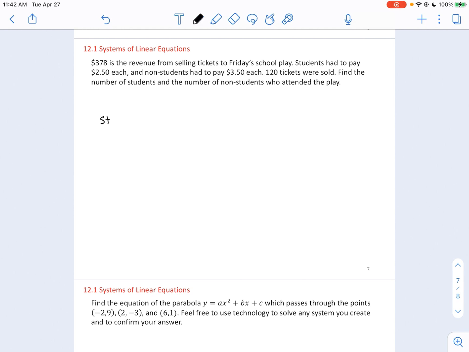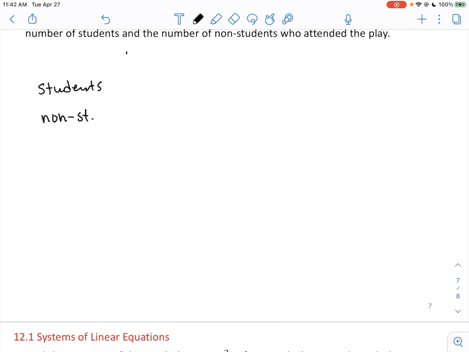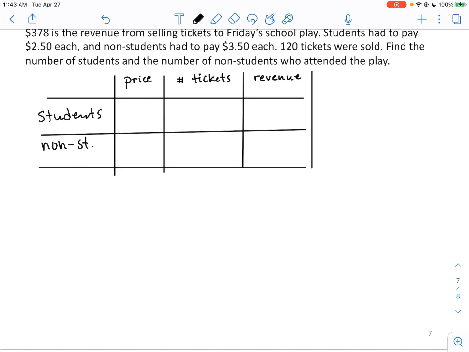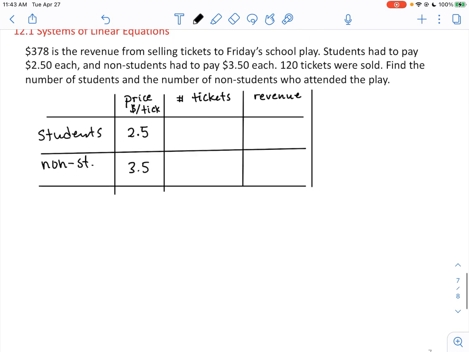I'm going to make a table, and in my table, I'm going to keep track of students and non-students, and the price that they had to pay, the number of tickets, and then the revenue. So the price that students have to pay is $2.50 each, and price will be in dollars per ticket. And non-students had to pay $3.50. So now the number of tickets we don't know. That's what we're trying to find. So let's say we sold x student tickets and y non-student tickets.